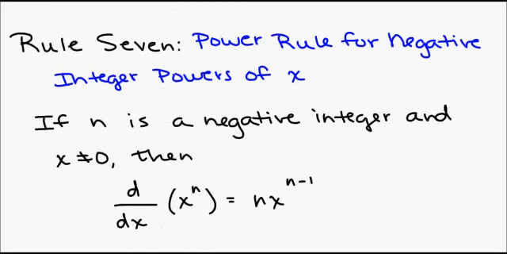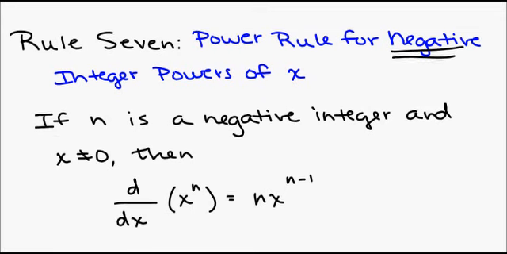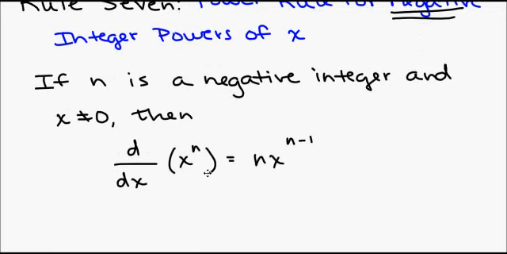Rule 7, the power rule for negative integer powers of x. So we saw positive before, here's the negative one that I told you about. So if n is a negative integer and x is not equal to 0, then d dx of x to the n is n times x to the n minus 1.